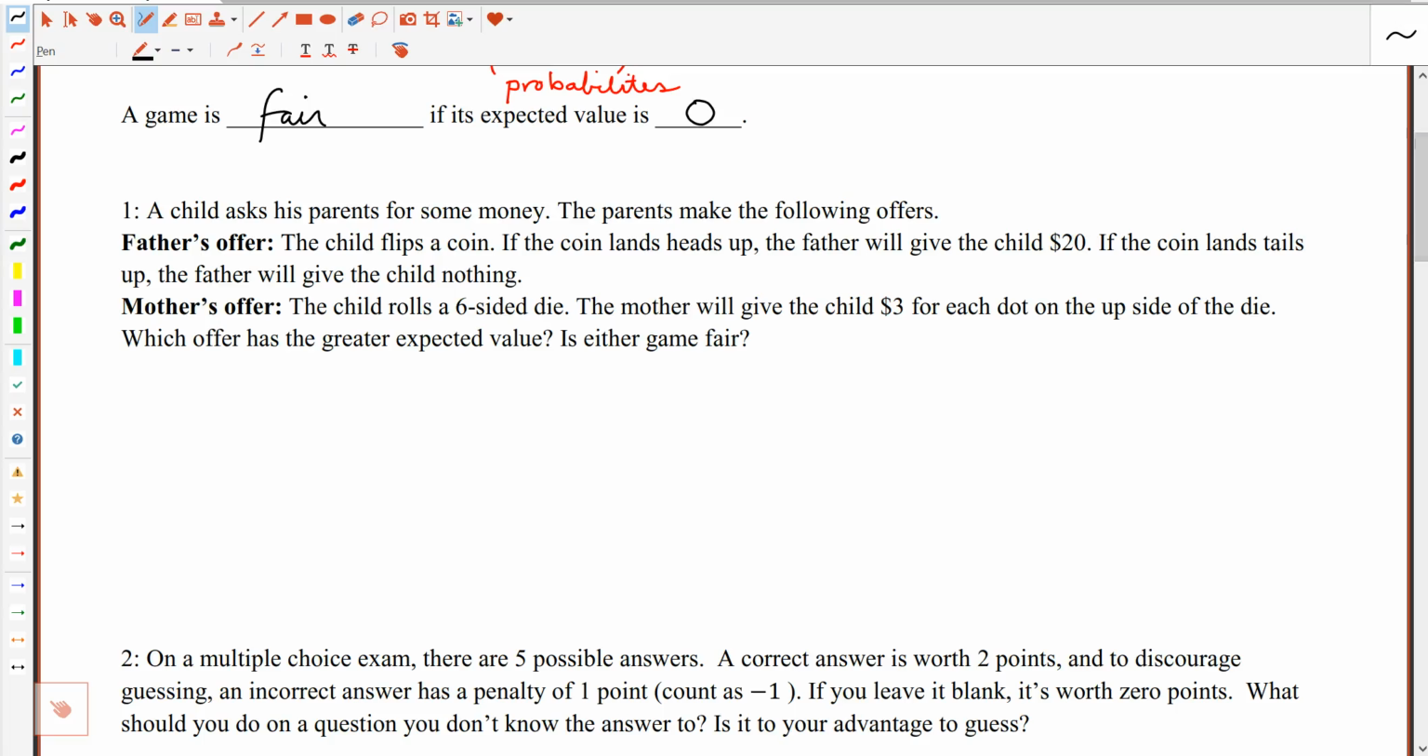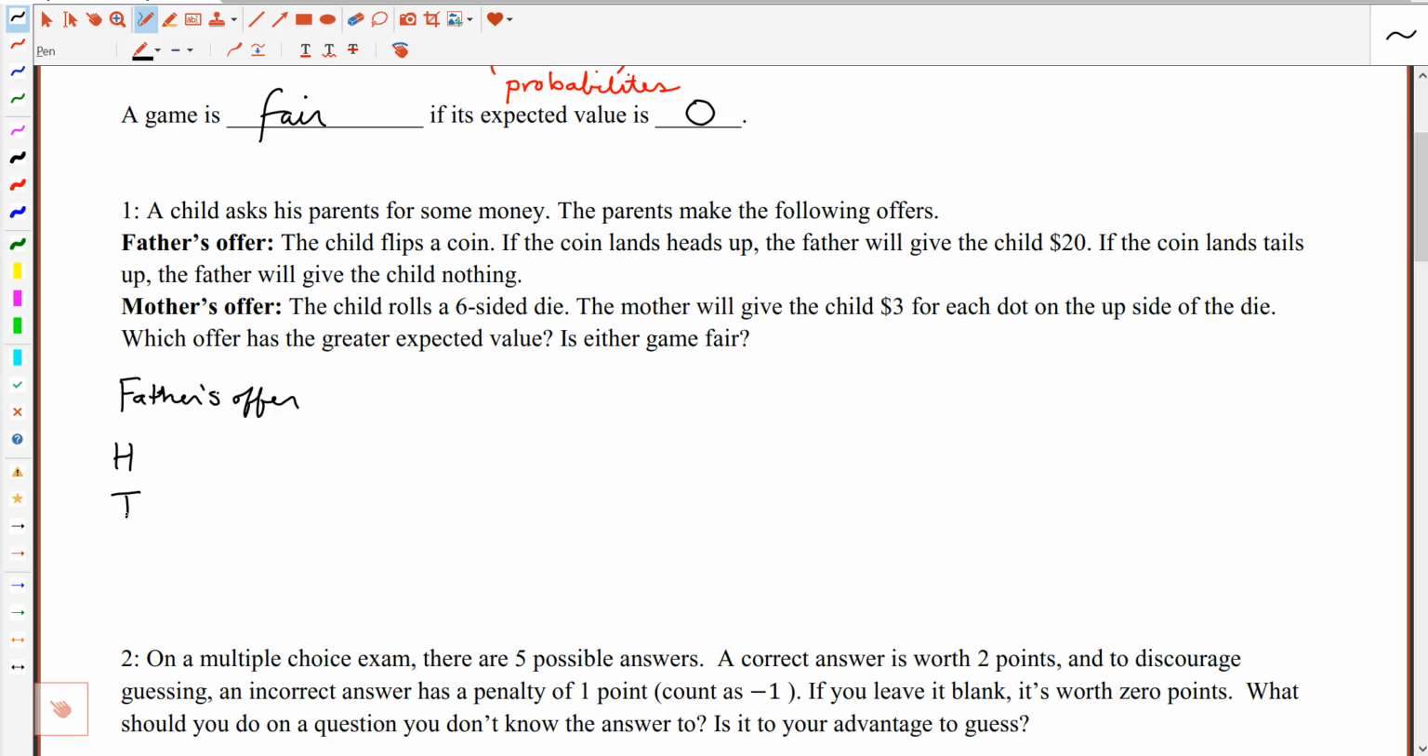So let's analyze either of these situations. Let's take a first look at the father's offer. Now for the father's offer, keep in mind that when a particular trial of the experiment runs, when the coin gets flipped, it will either be heads or tails. Depending on which one lands, either the father gives the child $20 or the child gets nothing. So on one trial of the experiment, that's what could happen.